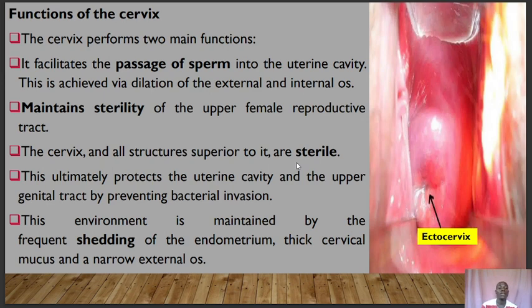Number two, we have maintaining sterility of the upper reproductive tract. The cervix and all structures superior to it are sterile. So this ultimately protects the uterine cavity and the upper genital tract by preventing bacterial invasion. This environment is normally maintained by the frequent shedding of the endometrium, where we have thick cervical mucus and then a narrow external os. So that helps maintain the sterility.